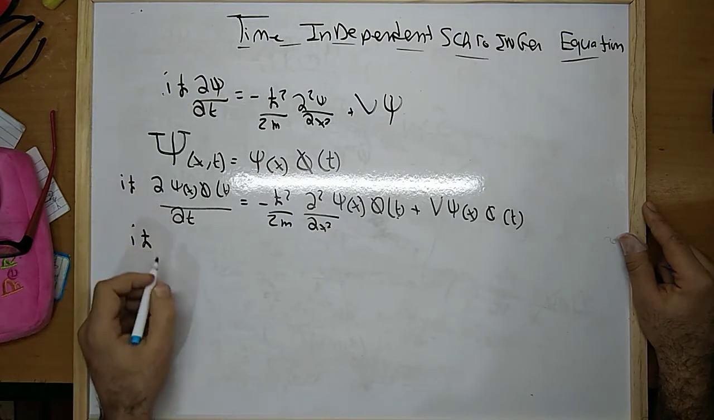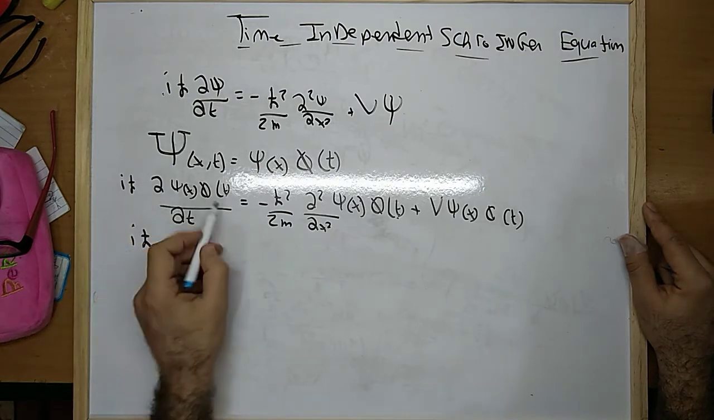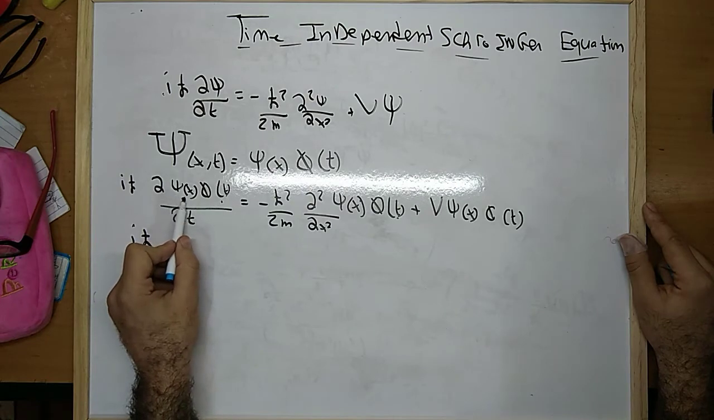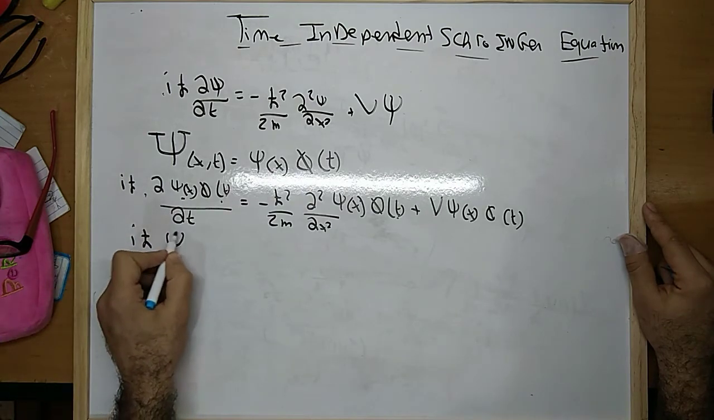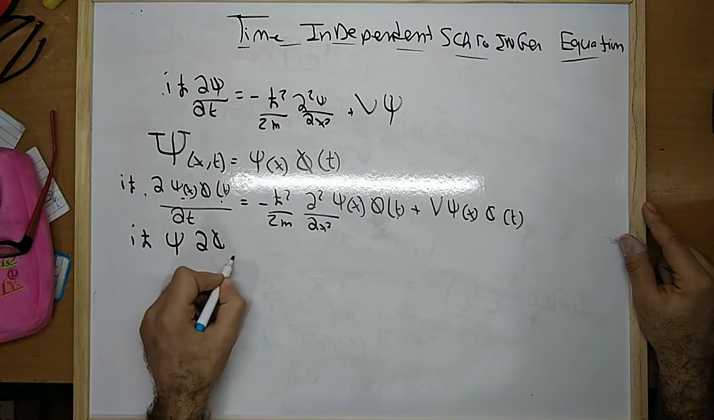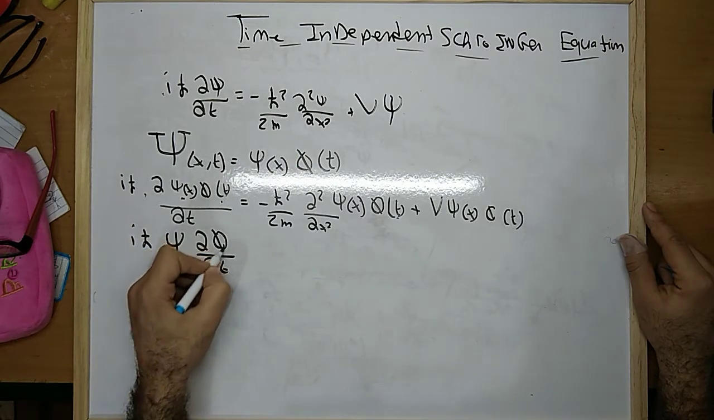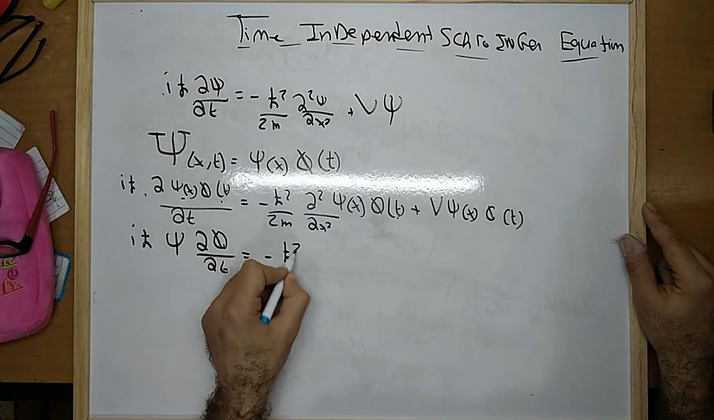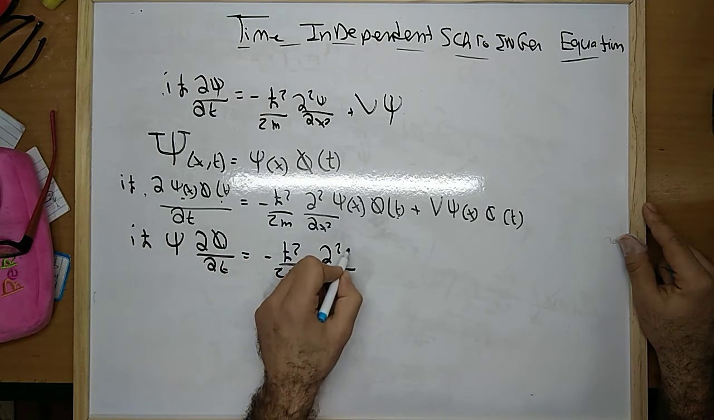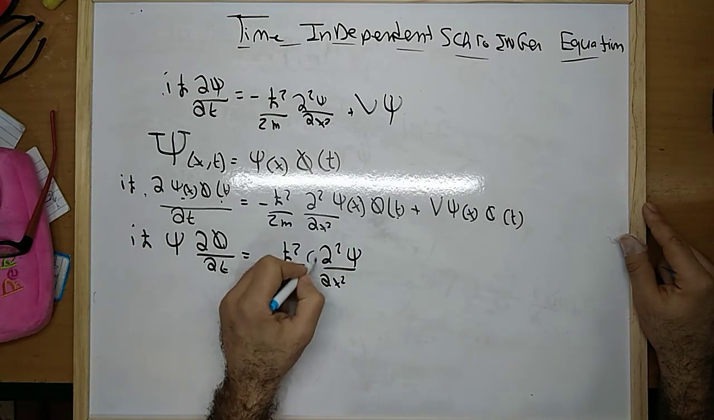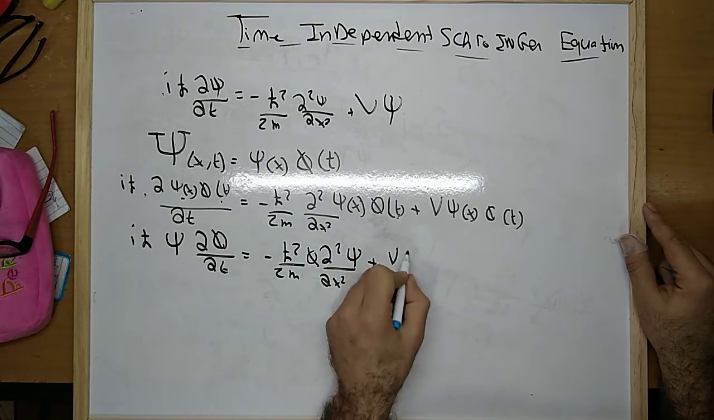iħ, the derivative with respect to time, only takes this, and psi is a function of x, it can get out of the derivative, it's only a constant. So it's psi ∂phi with respect to ∂t minus ħ squared over 2m ∂²/∂x² of psi, and phi can get out, plus V psi phi.